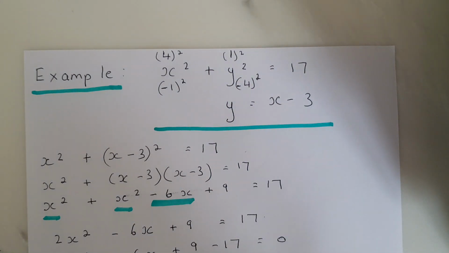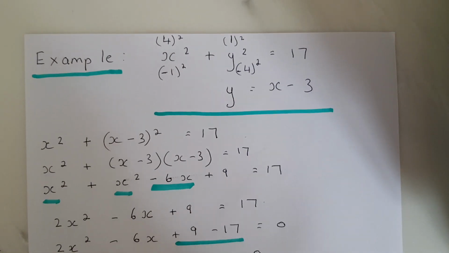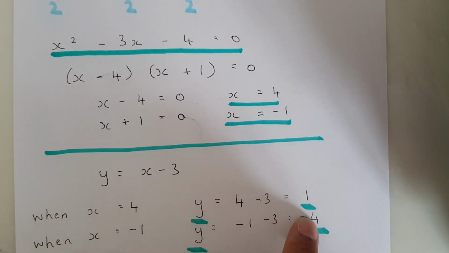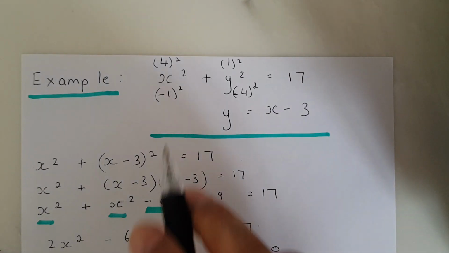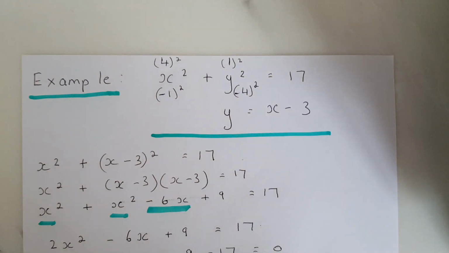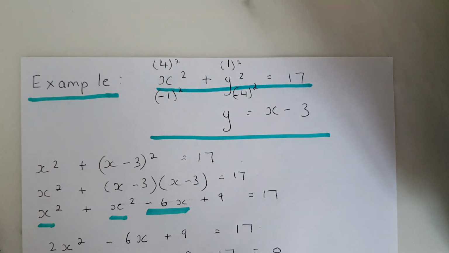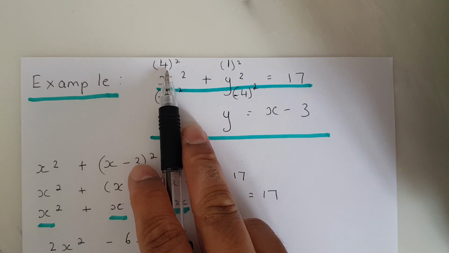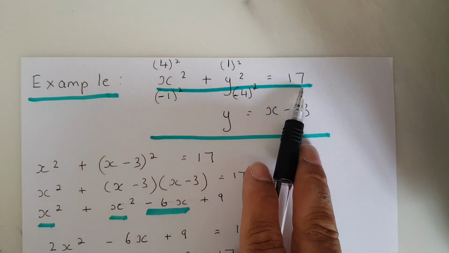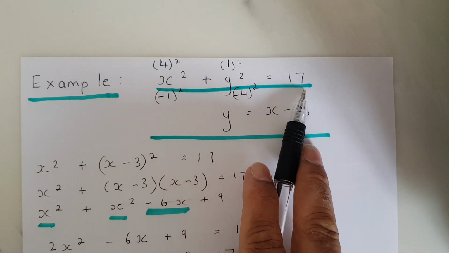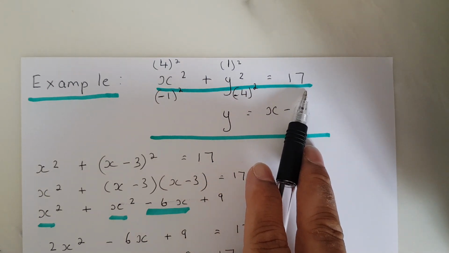It works. So all I did was find the values of x, find the value of y, and put these values, x and y, into the original equation. Let me just underline the original equation. So when x is 4, y is 1, I worked that out, it was 17. When x is minus 1, y is minus 4, it gave me 17 as well. And that is it.